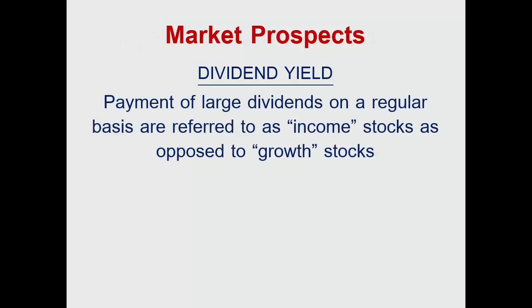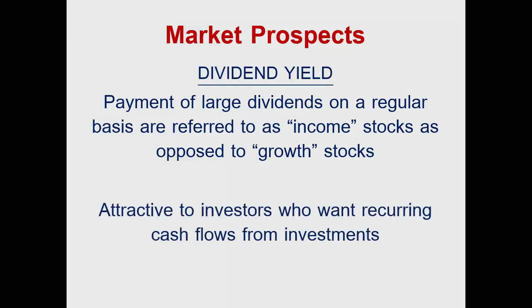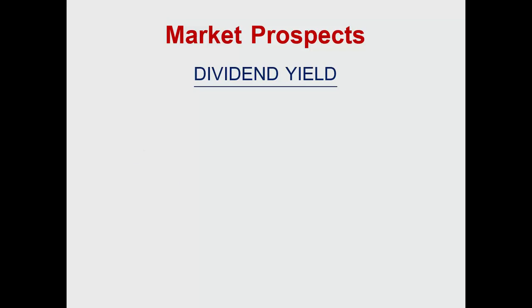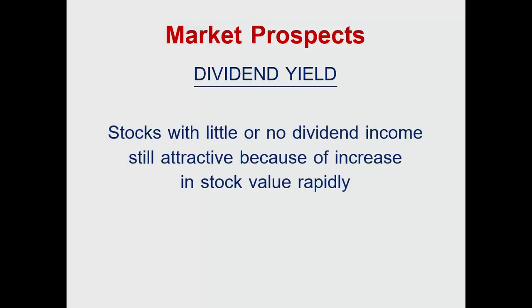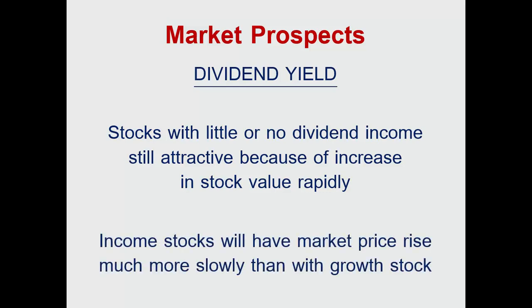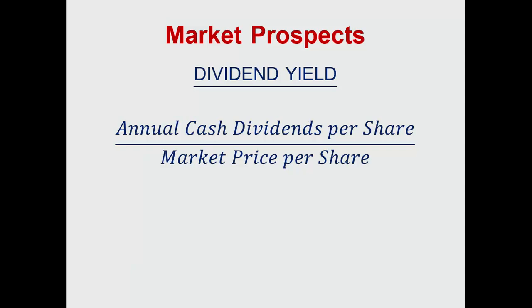Dividend yield, the final ratio. Payment of large dividends on a regular basis are referred to as income stocks, as opposed to growth stocks. And these are attractive to investors who want recurring cash flows from an investment. Stocks with little or no dividend income can still be attractive because of the rapid increase in value, or the price on the stock market, usually. Income stocks tend to have market price rise much more slowly than growth stocks.